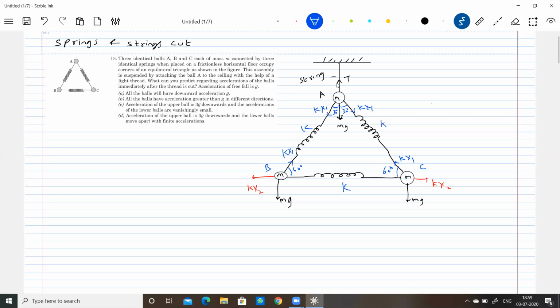Okay, now let's assume that there's a 60 degree angle. I'm going to cut it. Before cutting, we should get all the forces acting. How to get the forces? We will balance the weight. Look at the balls B and C. Kx1 cos 60 degree. This one. That's sine 60, sir. Sine 60, yeah. So this will be root 3 by 2, equal to mg. So keep the value: kx1 equals 2mg by root 3. Later it may help us.